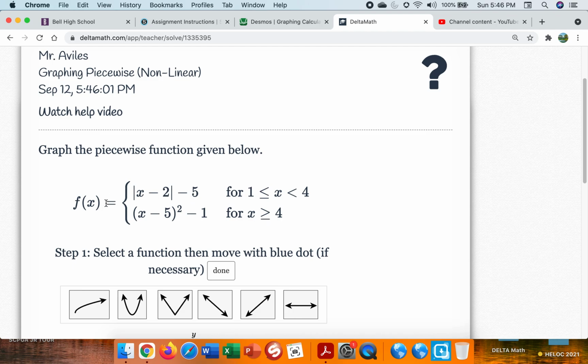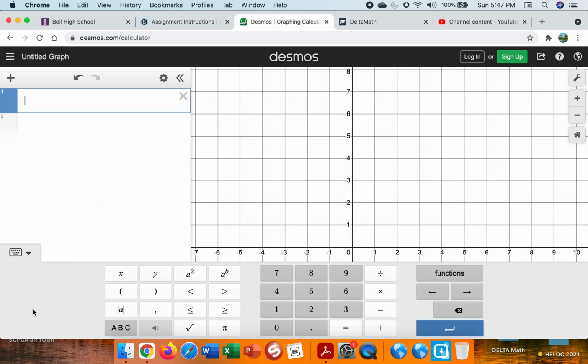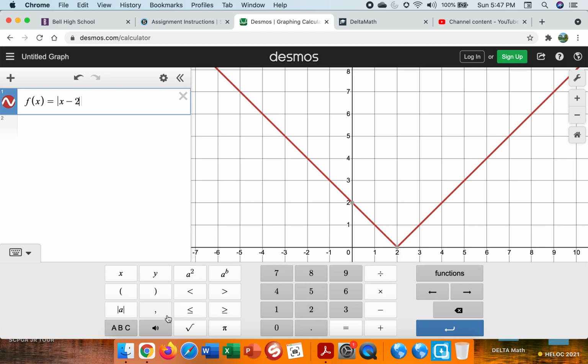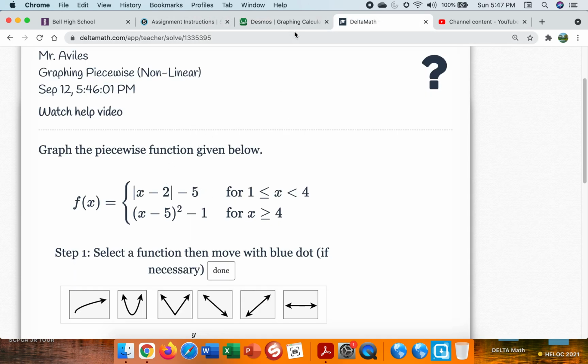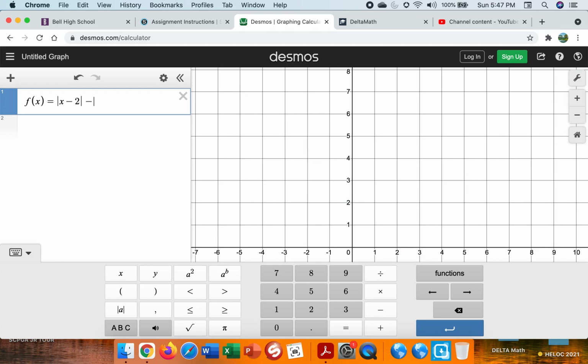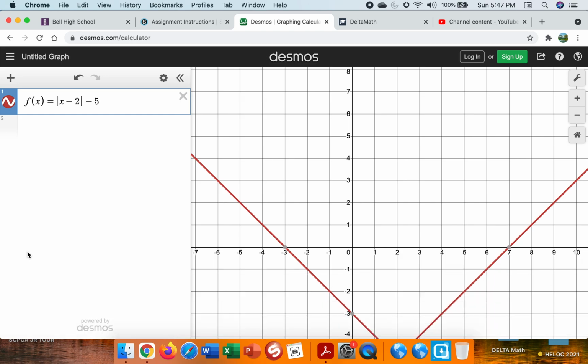All right, let's just worry about this first one here, just the graphing part. So we go to decimals, the absolute value of x minus 2 minus 5. F of x is equal to the absolute value of x minus 2, and then hit it again for it to close the absolute value. X minus 2 and then minus 5. Okay, and I'll lower the keyboard here so I can see what's going on.